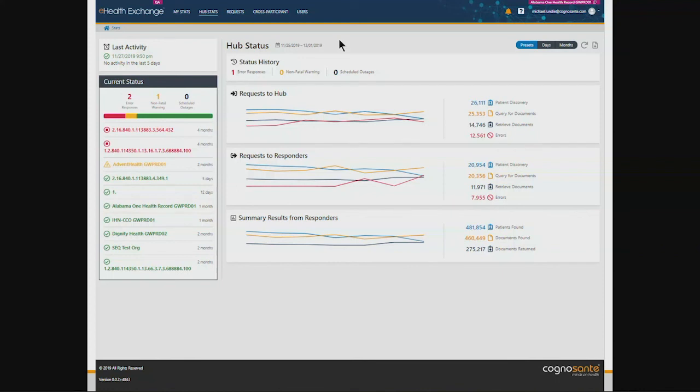Okay. Again, this is data out of our test system, so those look like OIDs. They aren't like that in the production environment. They're actually the names of the participants.